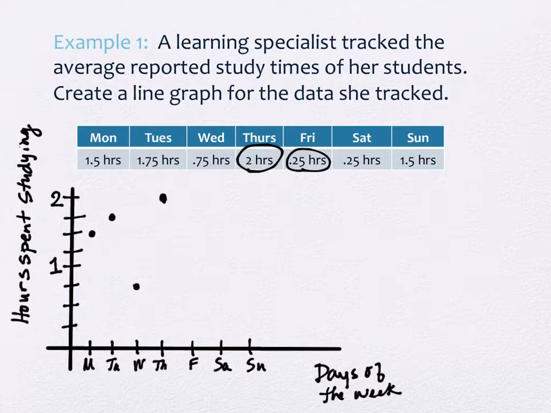And on Friday, I think that they're lying, but they say they're studying a quarter of an hour. I don't know very many people who study on Fridays. I didn't as a student. I was a good student, so I don't think that's true, but we can pretend.